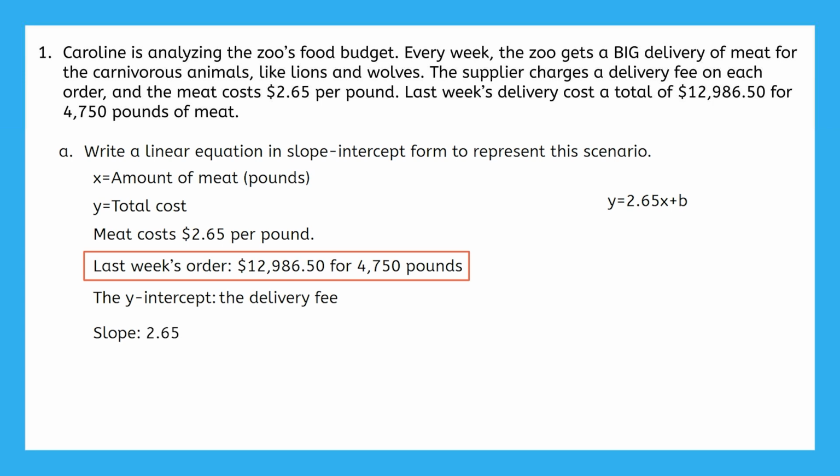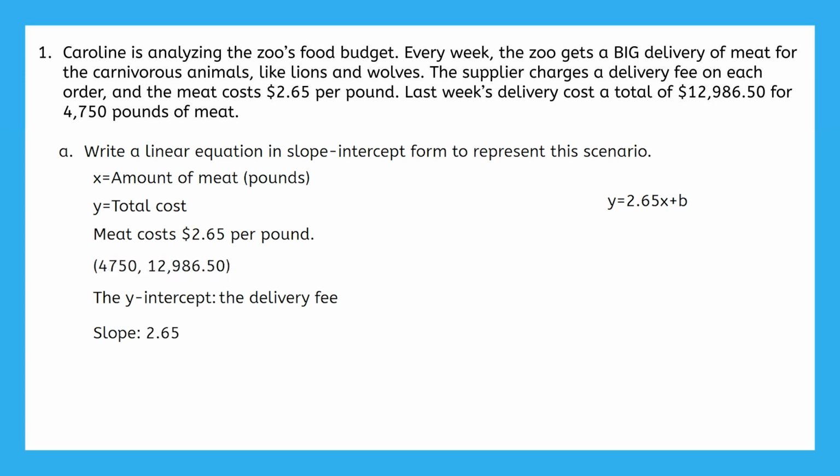But be careful. Make sure that you use the amount of meat as x, since that's the independent variable, and the total cost as y, since that's the dependent variable. That makes the point 4,750, 12,986.50. Pause the video now and use this point to substitute and solve for b, the delivery fee.